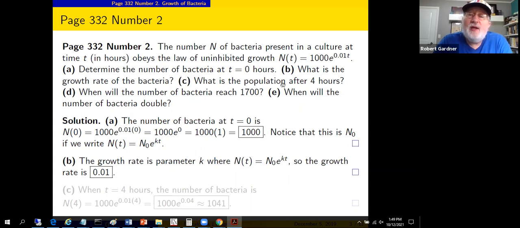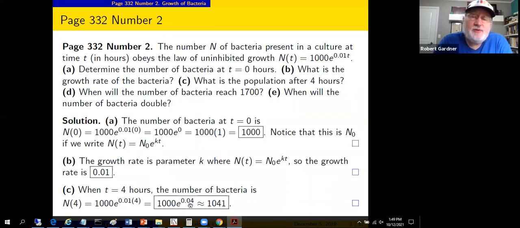Part C, what is the population after 4 hours? Plug in 4. So n of 4 is 1000 e to the 0.01 times 4. That's 1000 e to the 0.04, at which stage I need a scientific calculator to evaluate the exponential function and plug it into that calculator. We'll get out 1041. Does that answer make any sense at all?